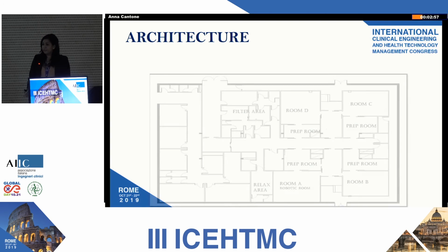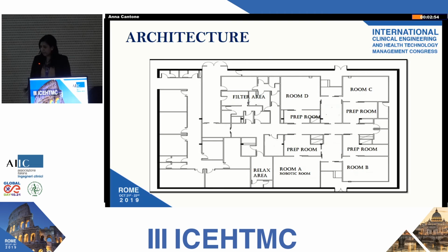Another important goal is about the spaces. Now, the operation block has 4 rooms with 4 prep rooms and a filter area, with the absence of a recovery room and waiting room. Besides, the prep rooms aren't used for pre-anesthesiologic activities, because they are used like storage areas. In fact, we find some medical devices, and so there isn't a space for the patient.